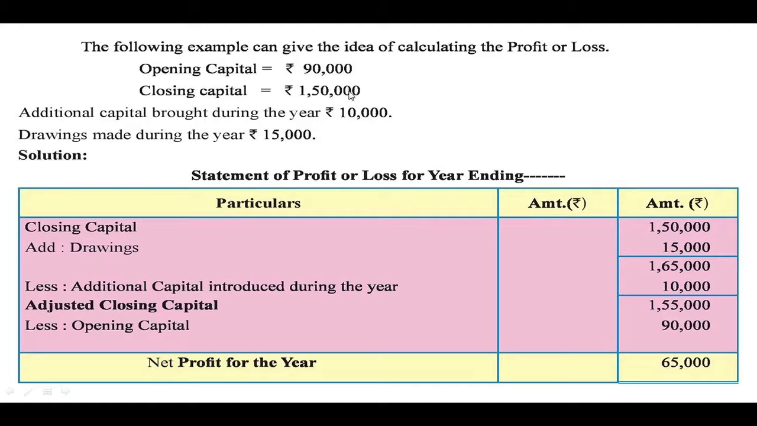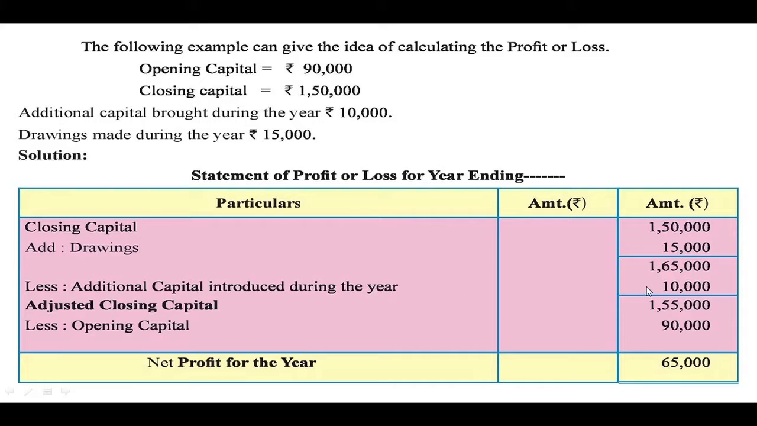First we have to give the heading, statement of profit or loss for the year ending. Then we take the closing capital, 1,50,000. In that we have to add drawings. Here drawings is given 15,000. So after adding drawings we get 1,65,000. From that we subtract the additional capital introduced during the year, 10,000.